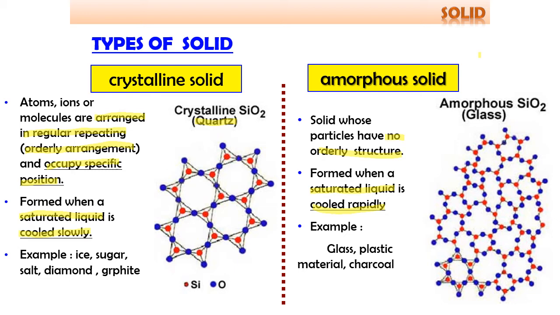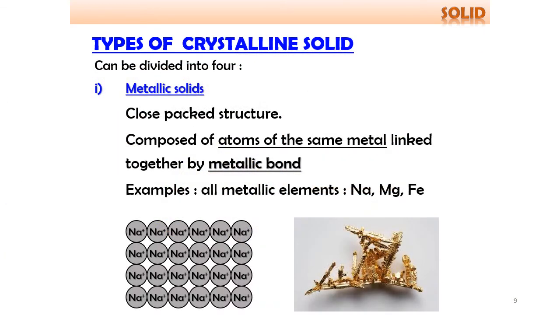For example, glass, plastic material and charcoal. And that is why for amorphous solid, it is a little bit brittle, rapuh, and biasanya melting point dia agak rendah. For crystalline solid, it can be divided into four. First, we will look into metallic solid, metal.